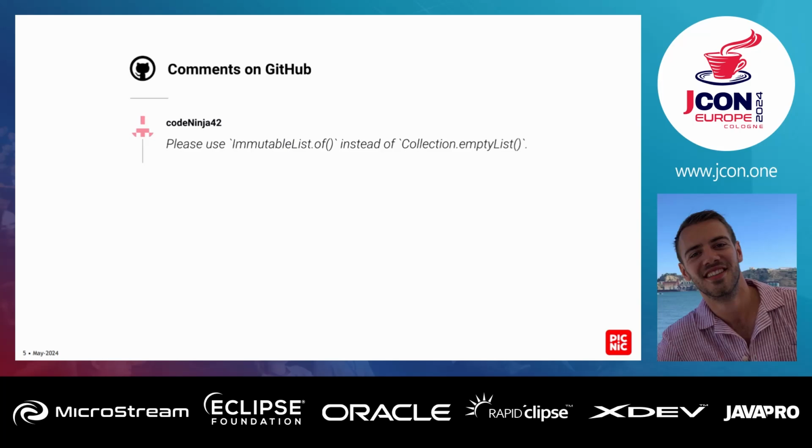Please use immutable list instead of collection.emptylist. Same story holds, both do exactly, well, almost exactly the same. But yeah, the idea is the same. Another one is, hey, test methods should not be public.